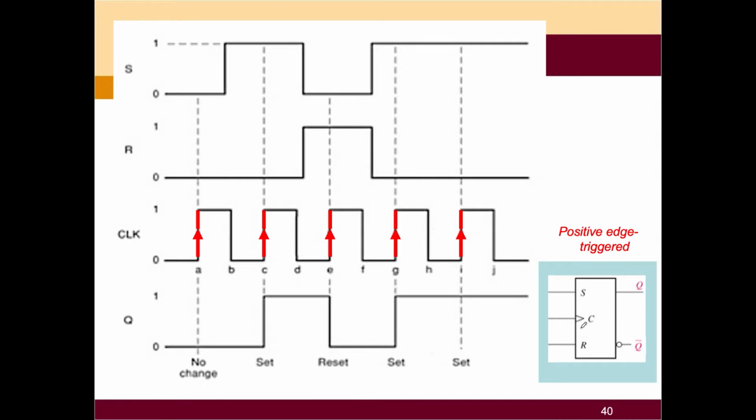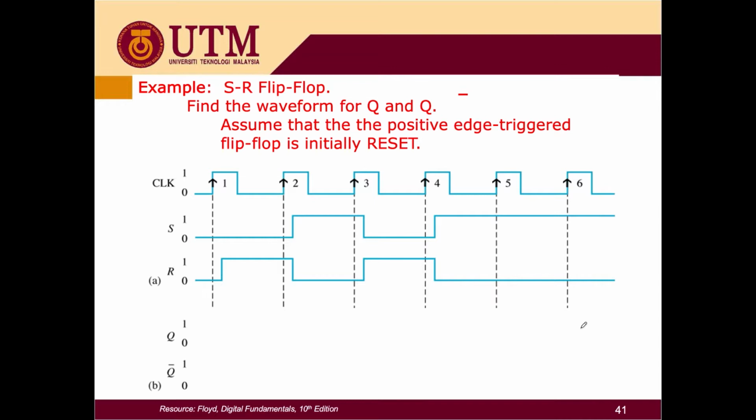So I hope that you're going to fully understand the basic things. Now you are given the example: find the waveform for Q and Q bar. Of course, Q bar is over here. Your Q bar will be the toggled version of your Q, right? Assume that the positive edge trigger flip-flop is initially reset. So what is the meaning? Initially it's reset, so your value is starting from 0.